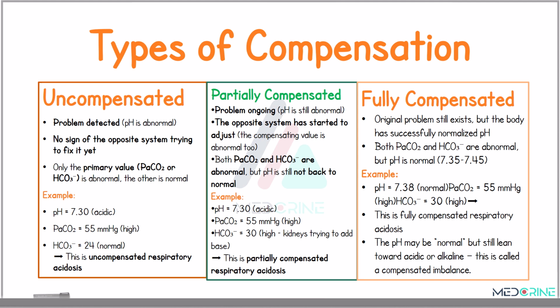And lastly, we have the fully compensated state. In a fully compensated state, the original problem exists, but the body has successfully normalized the pH. Therefore, both the partial carbon dioxide pressure and the bicarbonate levels are abnormal, but the pH is back in the normal range. For example, we have a pH of 7.38, which is normal, a partial carbon dioxide pressure of 55, which is abnormal, and an elevated bicarbonate ion level, which is abnormal. This is a fully compensated respiratory acidosis. The pH may be normal, but still leaning towards the acidic or alkaline state. We call it a compensated imbalance or a full compensation.